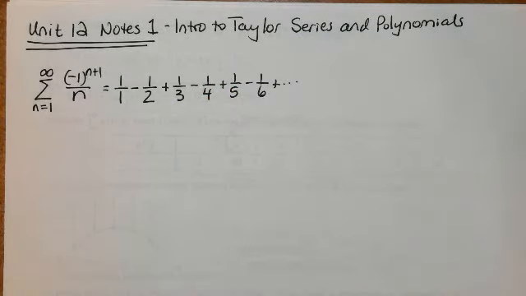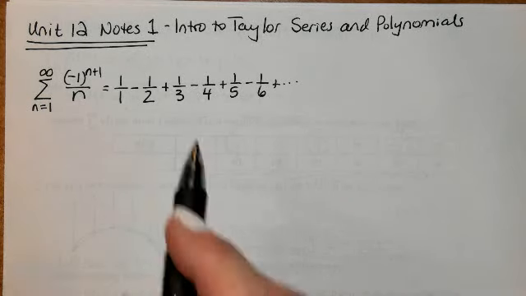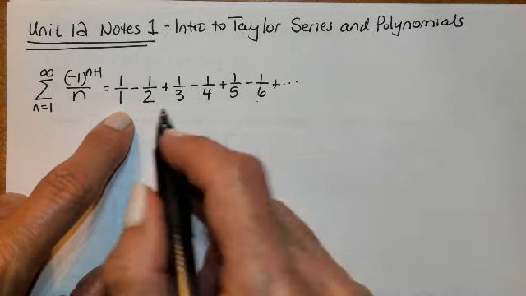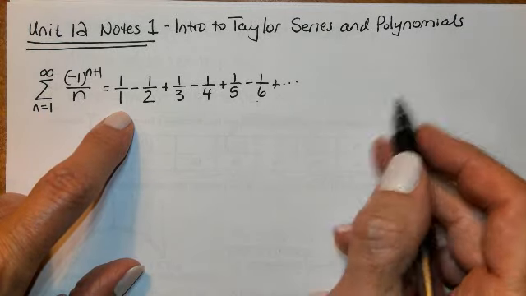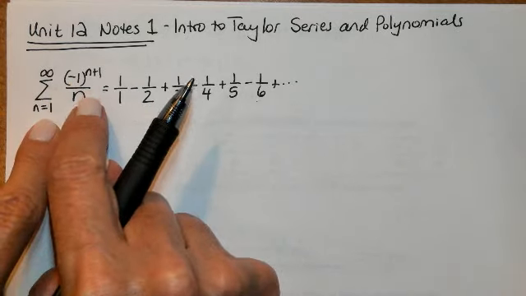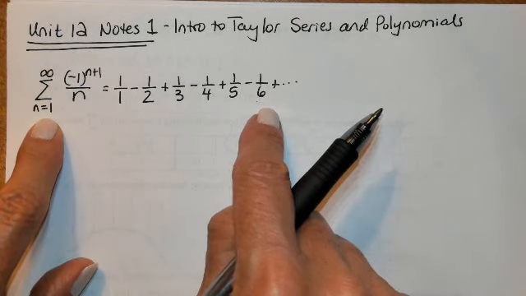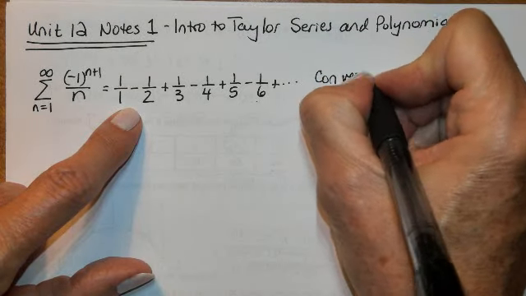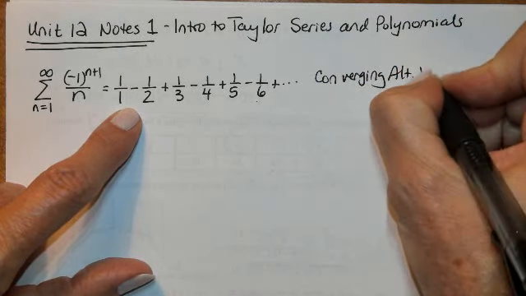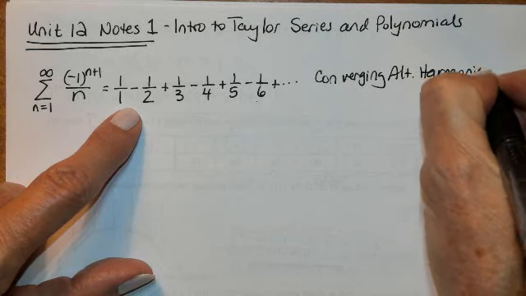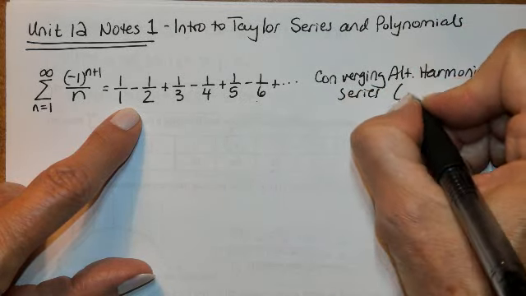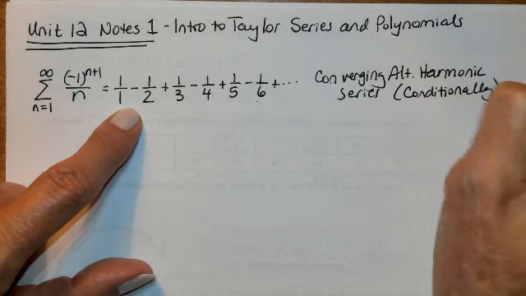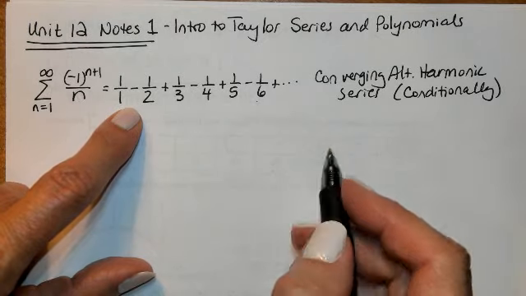This was our alternating harmonic series, and we learned last unit that the alternating harmonic series converged, right? Not only does it converge, but it converges conditionally because if this series was not alternating, it would be the diverging harmonic, right? So this is the converging, alternating harmonic series. And in addition, it converges conditionally. Okay, so we did that last unit.